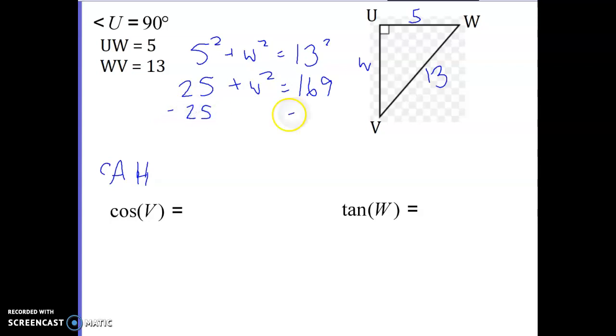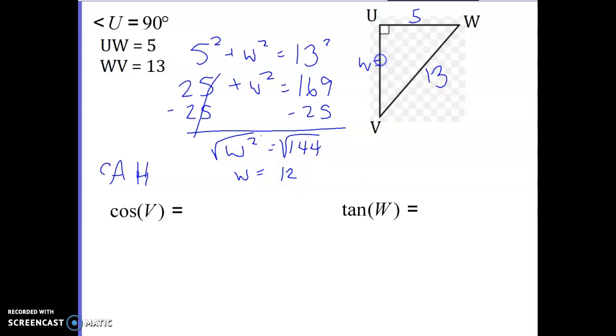Subtract 25 from both sides. So w squared equals 144. To get rid of the square, we talked about this earlier, the opposite of square is square root. Squared and square root cancel out, they're opposites of one another. So w is 12. The square root of 144 is 12, because 12 times 12 is 144. So I'll put a little equals 12 right here.